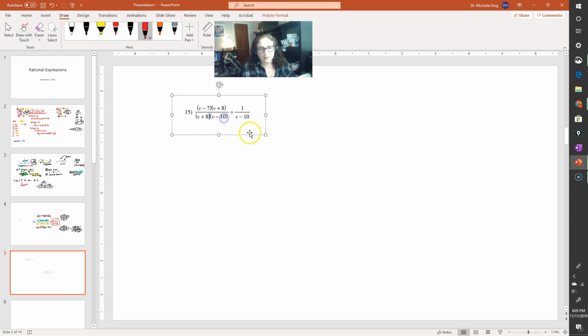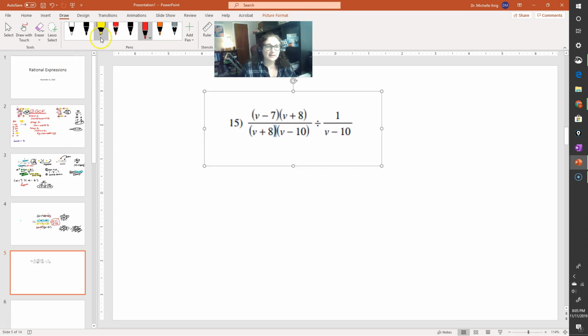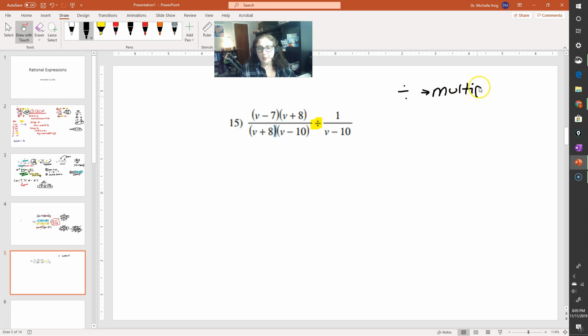Let's take a look at this one. Here we see the divide symbol. Anytime you have the divide symbol, we know that we have to flip the fraction or multiply by the reciprocal. Anytime you see divide, then you need to multiply by the reciprocal. So the first thing I tell my students to do is right away rewrite everything.